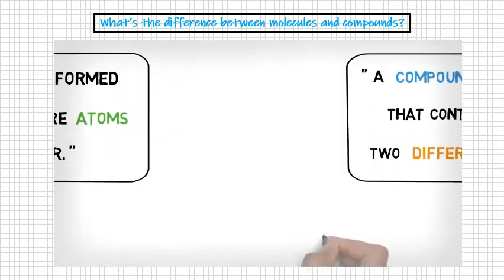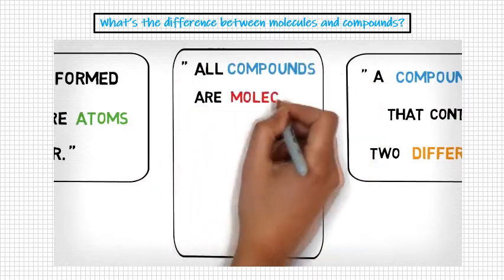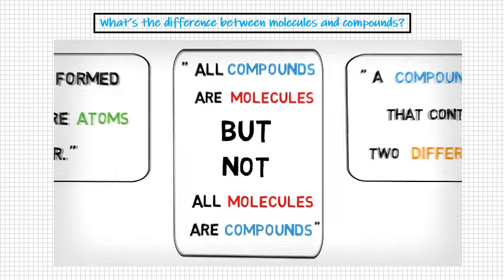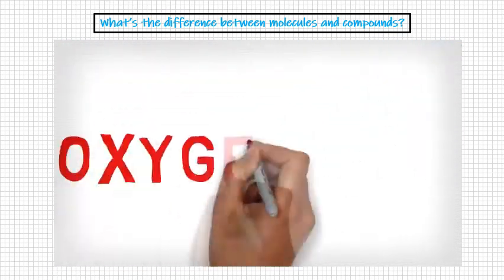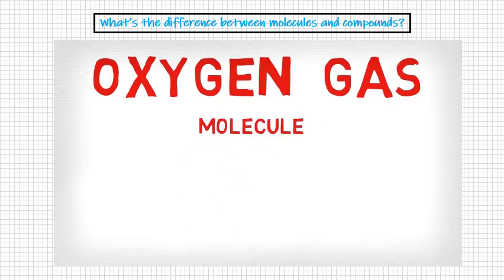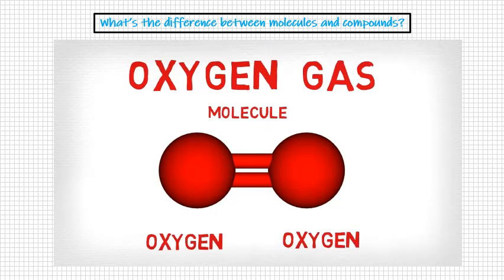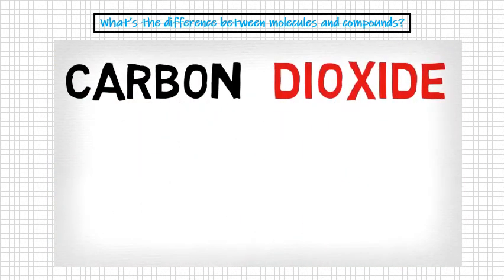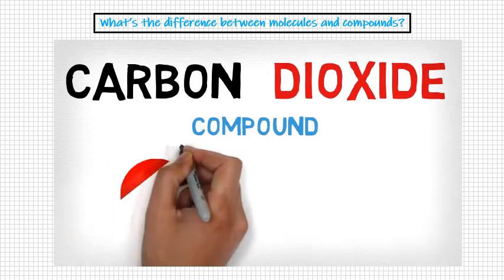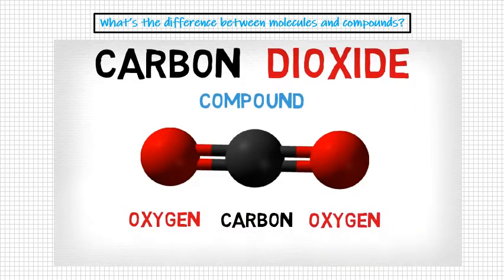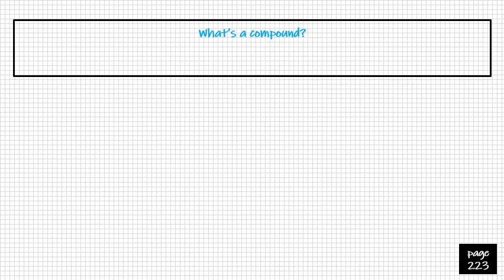Therefore, you can say that all compounds are molecules, but not all molecules are compounds. For example, oxygen gas is not a compound because it only consists of one type of element. But carbon dioxide is a compound because it consists of atoms of different elements joined together, carbon and oxygen. Again, guys, a compound is a substance formed when two or more elements are chemically joined.